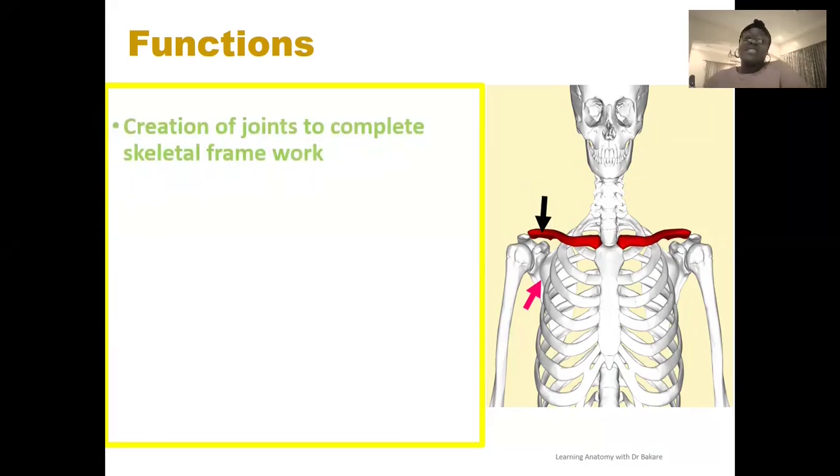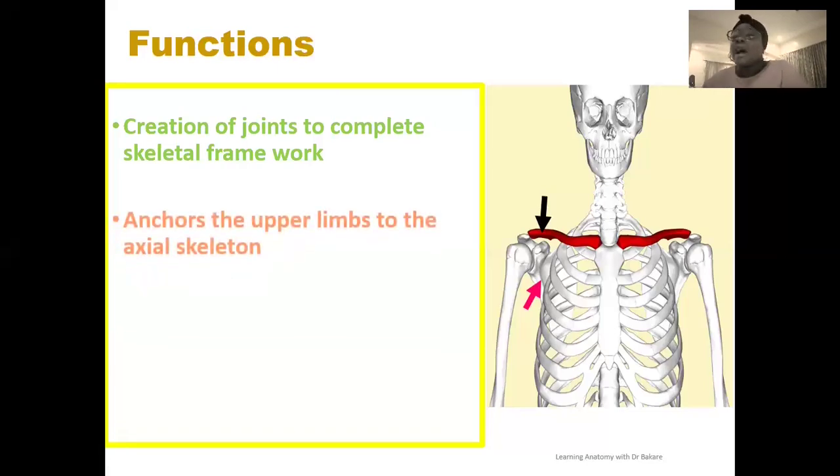The shoulder girdle is seen to create joints that help to complete the skeletal framework of the body. If you look at the skeletal alignment of the entire body, you see that at this shoulder region, you have the shoulder girdle helping to complete the skeletal network. And it is able to do this because of the connection that it creates in helping to connect the axial skeleton with the appendicular skeleton.